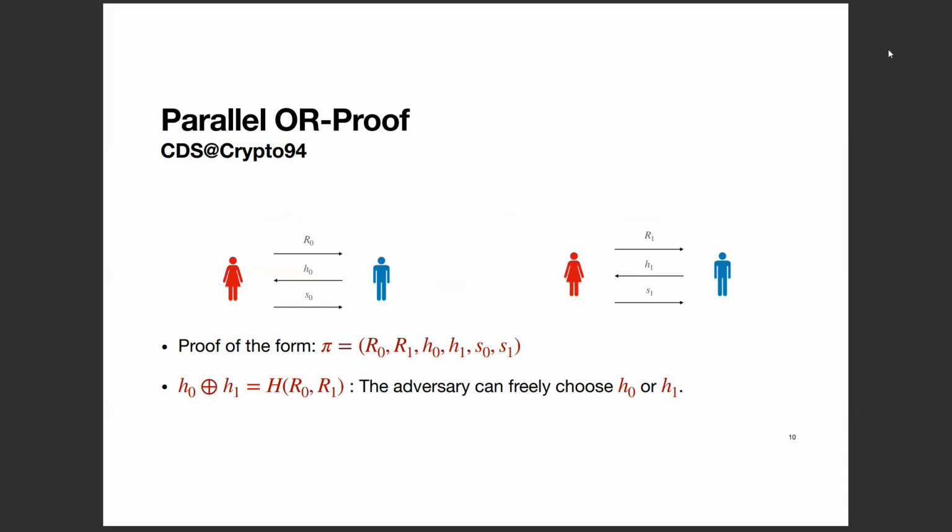For the CDS OR proof, we want to combine two Sigma protocols. The proof is of the form R0, R1, H0, H1, and S0, S1, with the special fact that H0 XOR H1 is equal to the hash of the first round commitments. So the adversary can freely choose H0 or H1. If the adversary can choose H0, then he can simulate the proof of side 0. If he can freely choose H1, then he can simulate the proof of pi 1 without W1.